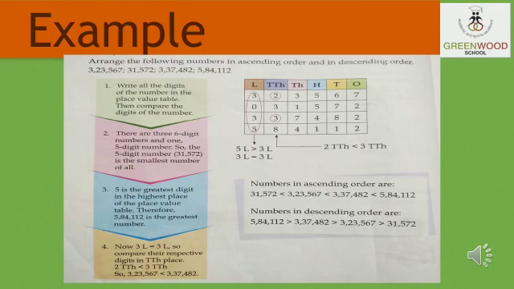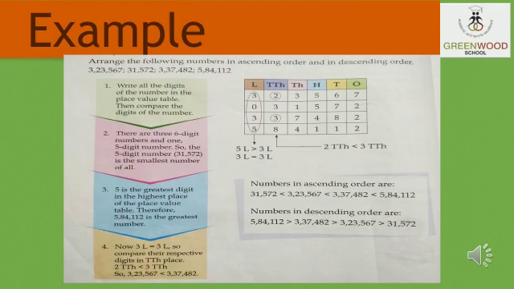Then compare their respective digit in the 10,000 place. Here 20,000 is smaller than 30,000. So 3,23,567 is less than 3,37,482. So numbers in ascending order are 31,572 less than 3,23,567 less than 3,37,482 less than 5,84,112.